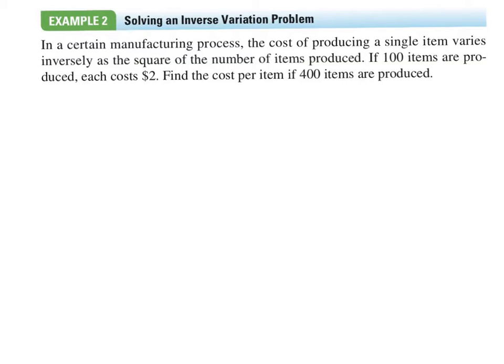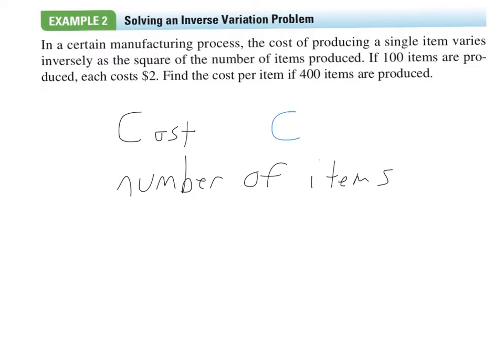So, alright, we're talking about the cost and the number of items. So I'm going to let C be the cost and N be the number of items. And it says the cost varies inversely as the square of the number of items produced. Since it's talking about the square of the number of items, we say C equals k over N squared.